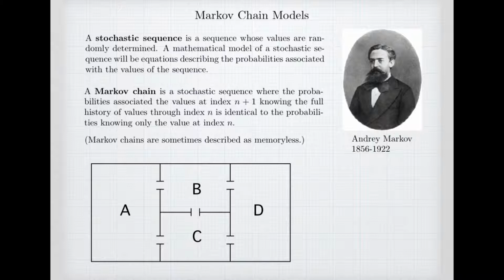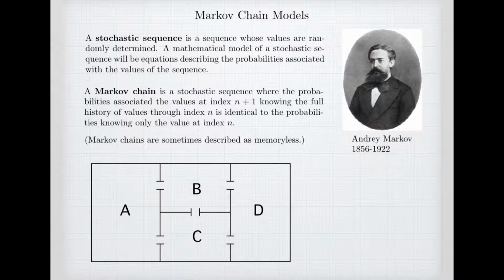So we're going to focus on a specific type of stochastic sequence called a Markov chain, named after Andrei Markov, a Russian mathematician. A Markov chain is a stochastic sequence where the probabilities associated with the future depend only on the current state rather than knowing an entire history. And sometimes Markov chains are described as memoryless processes.